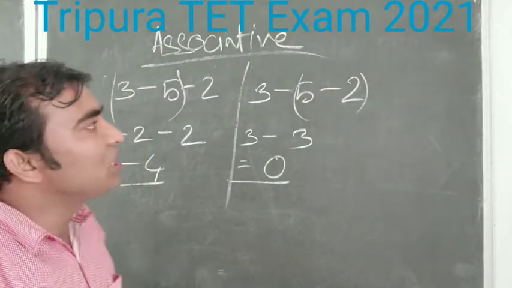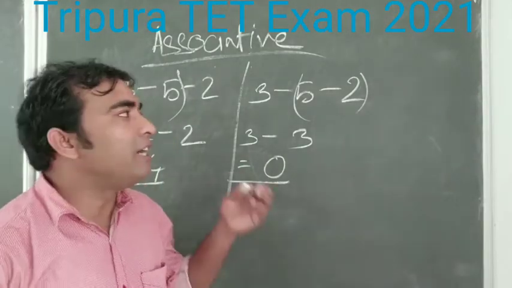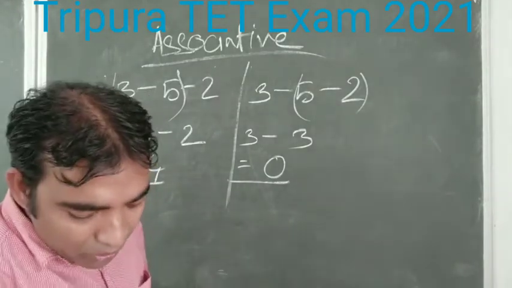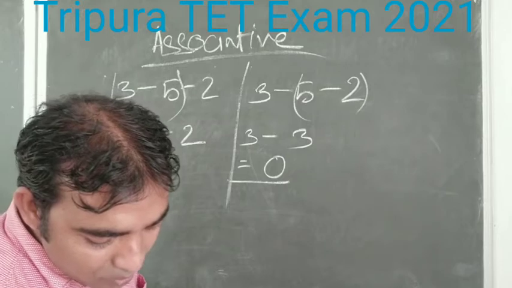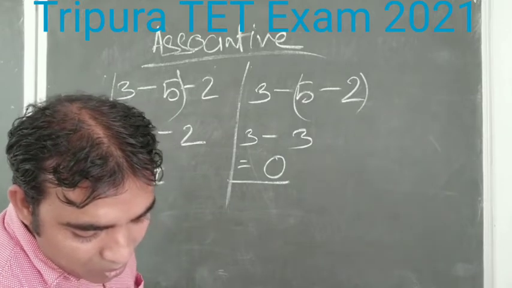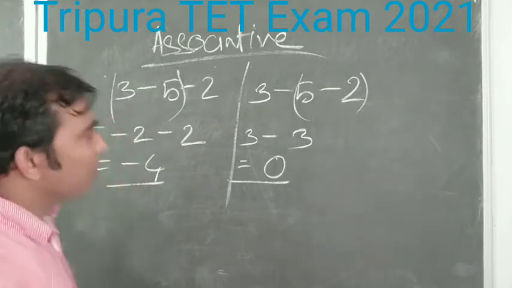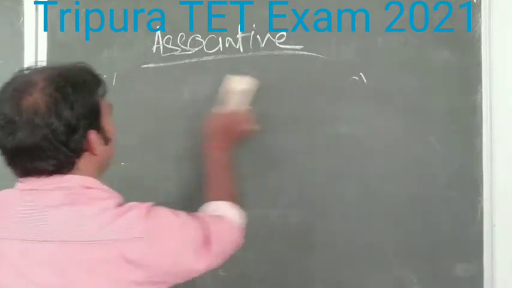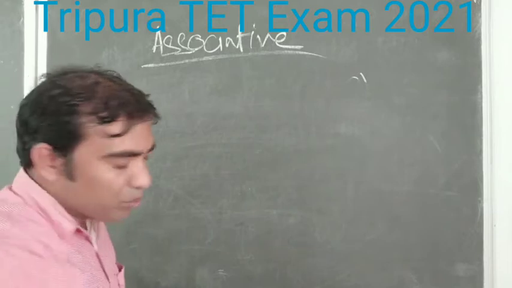Similarly, multiplication is closed under associative and division is not closed under associative. So this is all about the associative property. Now we will see the distributive property. What do we mean by the term distributive property?